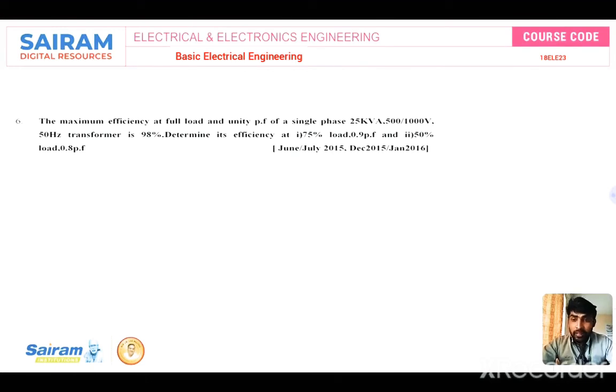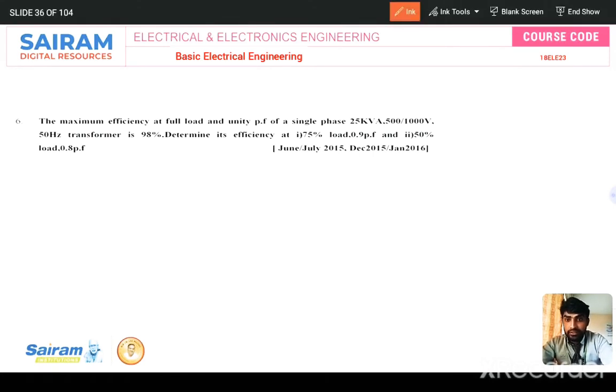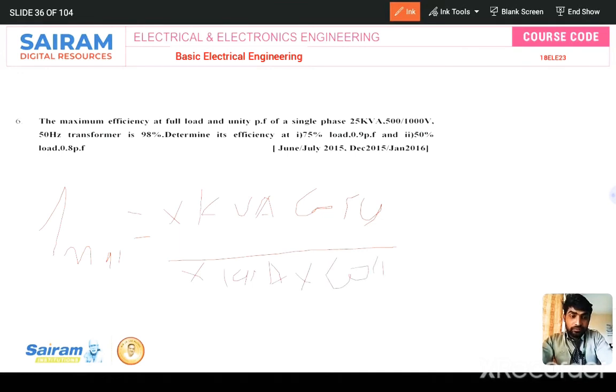See the question properly. The maximum efficiency they have given, so maximum efficiency η max is x into kVA into cos phi divided by x into kVA into cos phi plus 2Wi. Here kVA means 25 into 10 raised to 3, keep it in your mind. See, full load, so x is equal to 1.